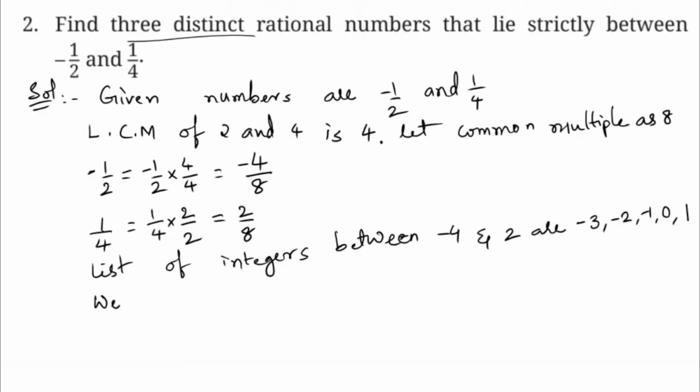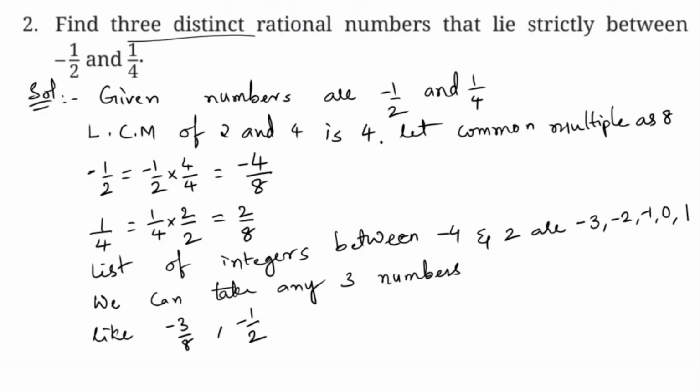So here we can take any 3 numbers, like -3/8, -1/8 and 1/8. These are the numbers which lie strictly between -1/2 and 1/4.